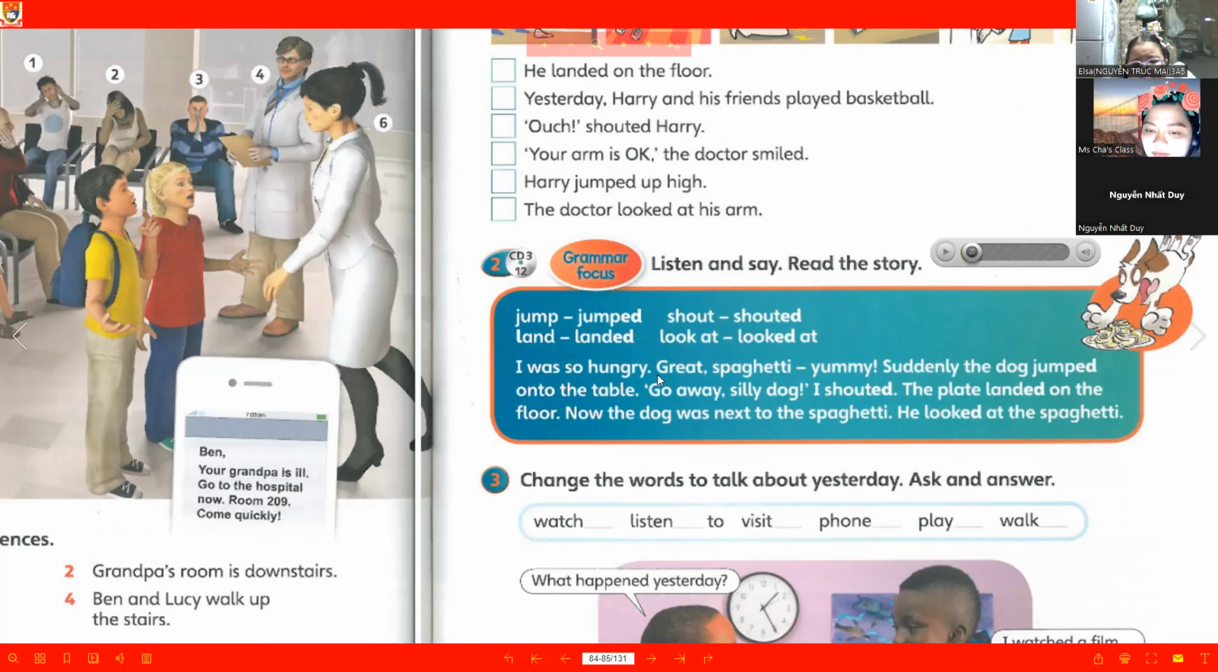I was so hungry. Great spaghetti. Yummy. Suddenly, the dog jumped onto the table. Go away, silly dog. I shouted. The plate landed on the floor. Now the dog was next to the spaghetti. He looked at the spaghetti.